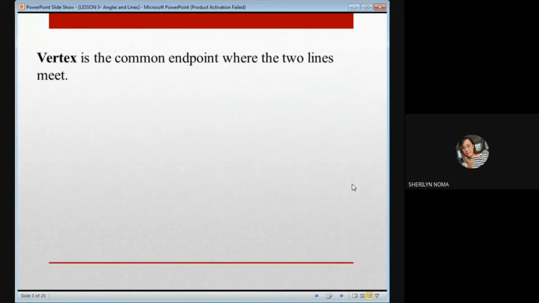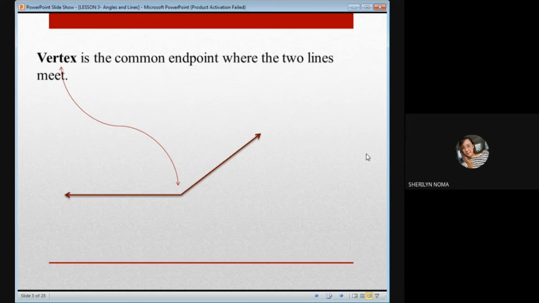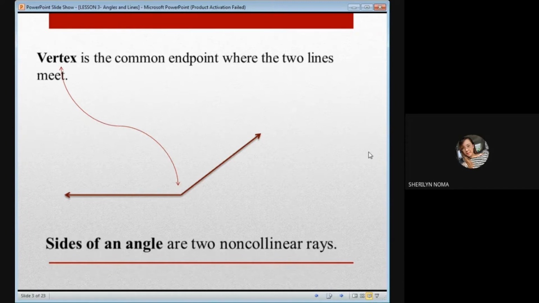Vertex. When we say vertex, it is the common endpoint where the two lines meet. Yung katulad nung kanina, yung common point nila. Let's say for example, this is the angle. The vertex is here. Ito po yung vertex nila, yung hugtungan nila, kung saan po nag-meet yung two rays. Side of an angle, two non-collinear rays. Kitang-kita naman, di ba? Wala sila sa isang linya. Dalawa po yan. Kasi pag sinabi nating line, straight line yon.